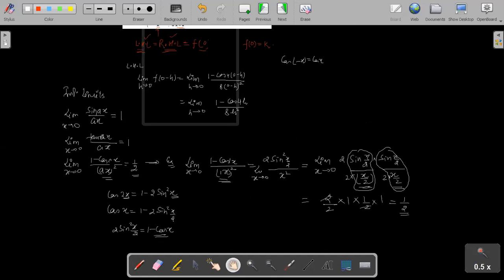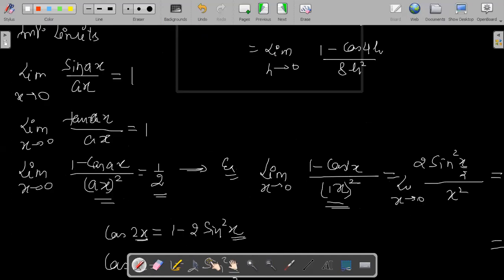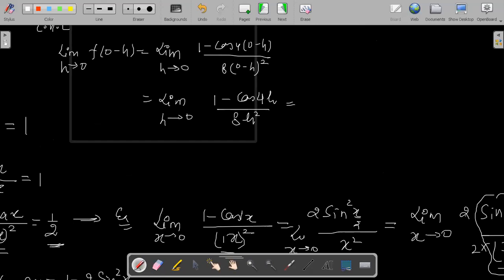All right, that means if you are having 1 minus cos ax, then in the denominator you have to have ax whole square, then only you will get 1 by 2 as your answer. So I'm changing this part accordingly.